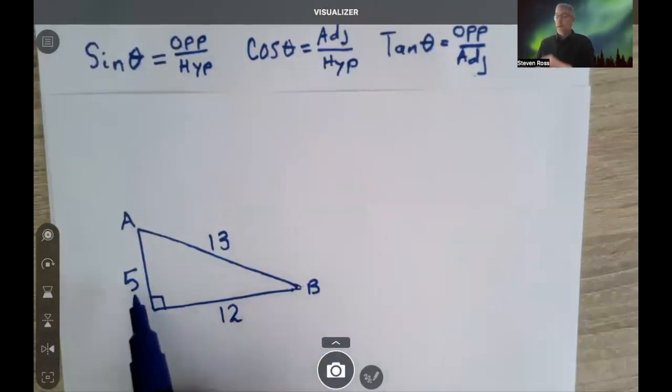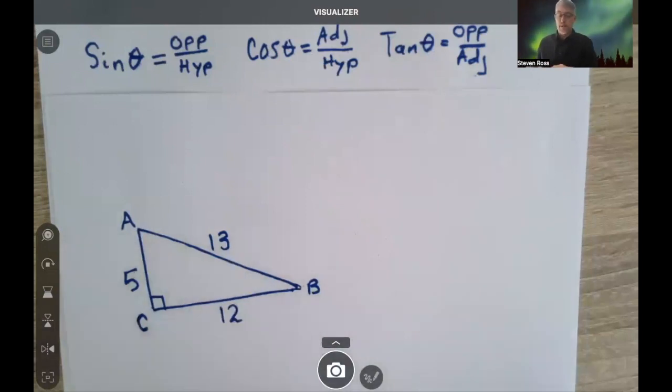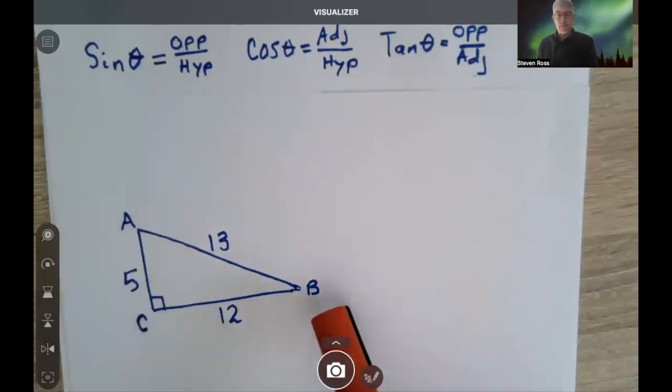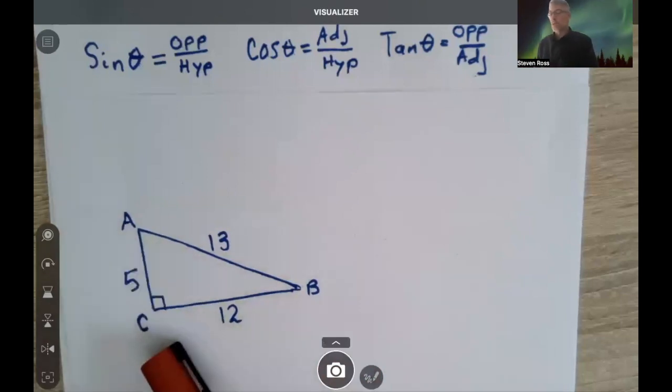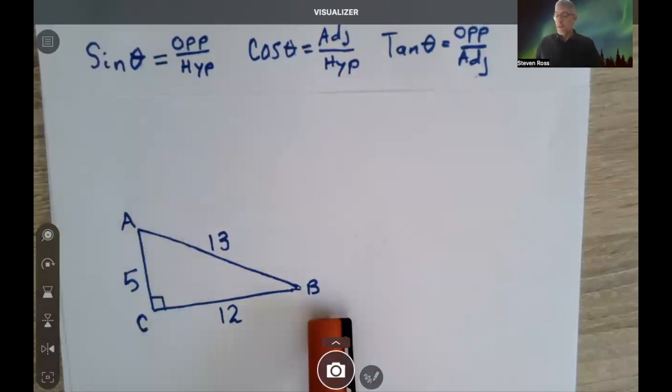Okay, so this is a right triangle. We can check it with the Pythagorean formula: 5 squared plus 12 squared will be equal to 13 squared. That, of course, is our Pythagorean formula. So with Sohcahtoa, it's important to know that it is always with respect to an angle, and it needs to be an acute angle. So C is the right angle. We don't generally use Sohcahtoa for the right angle, but we do use it for the two acute angles. So angle A and angle B are my acute angles.